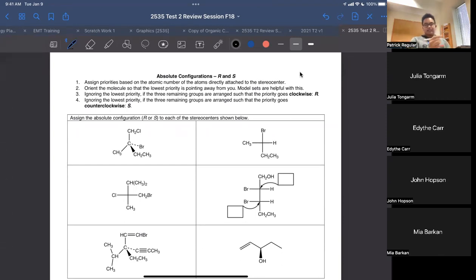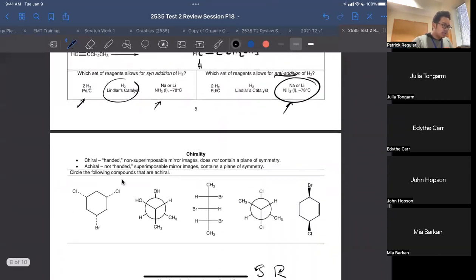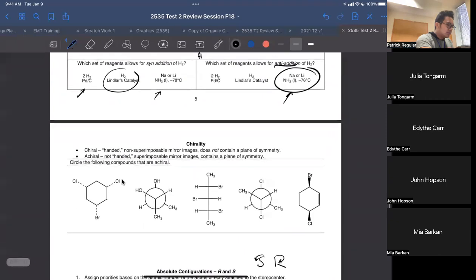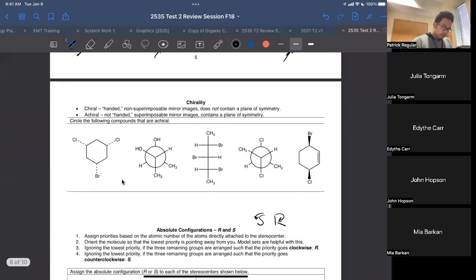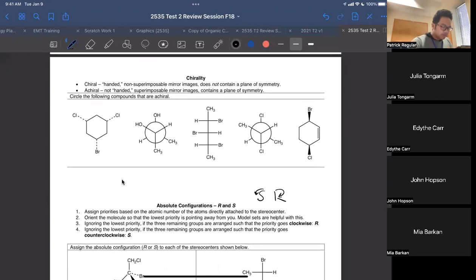Let's get into R and S. And this first part is really straightforward. We just assign R and S. Did I skip a section? I did, didn't I? No, wait, we already did that. I am a dummy. What am I doing? Chirality. I did skip a section. Okay, I thought I was tripping.